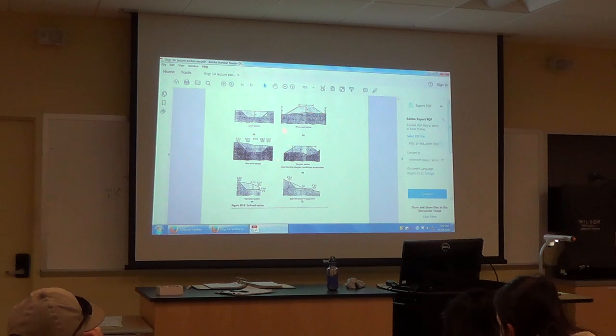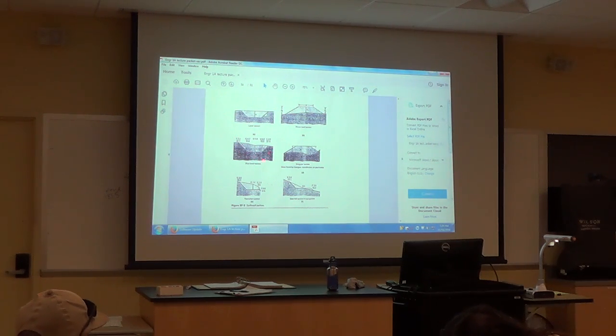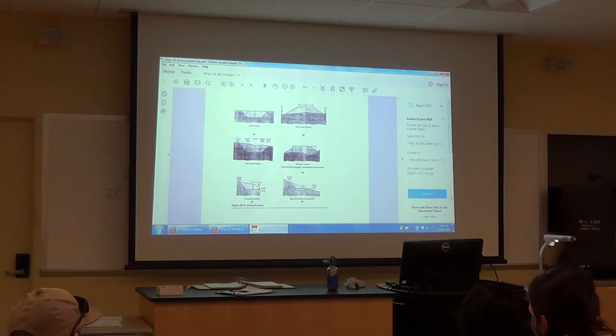Okay, let's look at the third picture. Where's the road, the top or the bottom? The bottom. What are these things called? Embankments. And is this a cut or a fill? Cut.